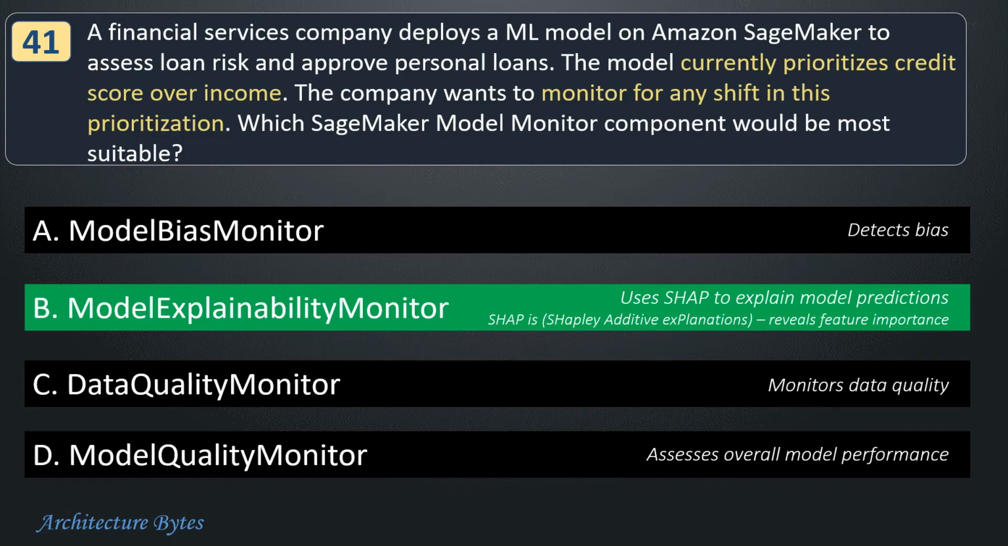Option C, data quality monitor. This monitors data quality, not model behavior or feature importance. Option D, model quality monitor. This assesses overall model performance, not specific feature importance changes.